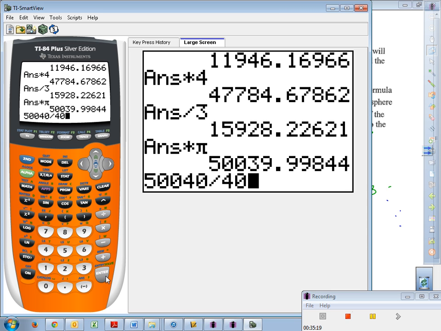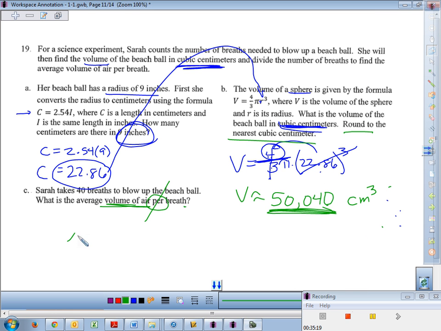And get that. 1251. And it's approximate, though, because we used the rounded number to figure this out. It doesn't mean that's exactly what she did. About 1,251. Now, label.